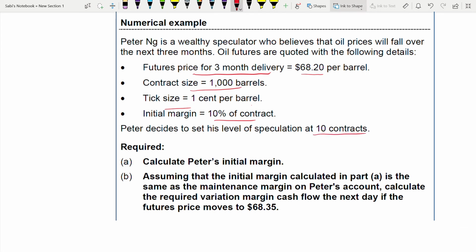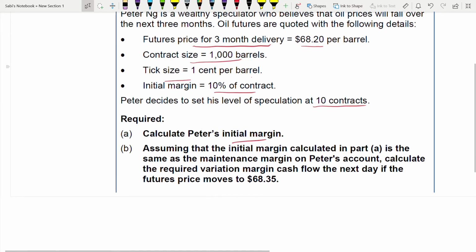Now you have to calculate the initial margin. Even in your actual exam, you have to do those things. You should know how to calculate. And B, assuming that the initial margin calculated in part A is the same as the maintenance margin, calculate the required variation margin the next day if the future price moves to this one. You should be able to know, especially part B. This has been asked. So now let us do part A. Calculate the initial margin.